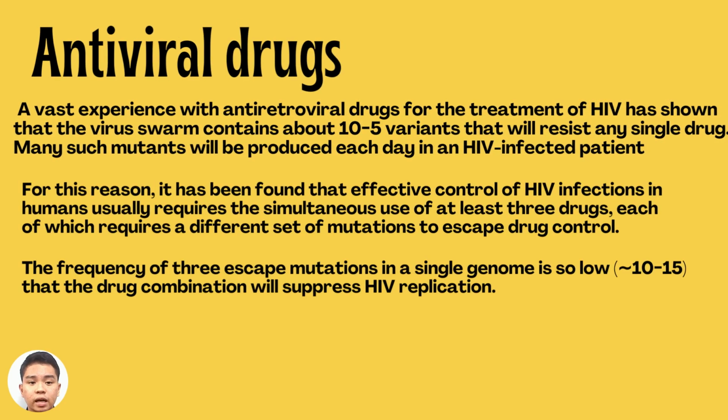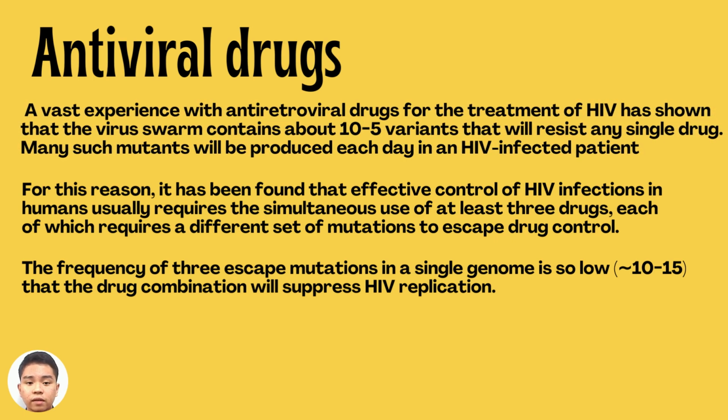A vast experience with antiretroviral drugs for the treatment of HIV has shown that the virus swarm contains about 10 to the negative 5 variants, and that is a huge range of variants of the virus for HIV that will resist any single drug. With this said, many such mutants will be produced each day in an HIV-infected patient. For this reason, it has been found that effective control of HIV infections in humans usually requires the simultaneous use of at least three drugs, each of which requires a different set of mutations to escape drug control.